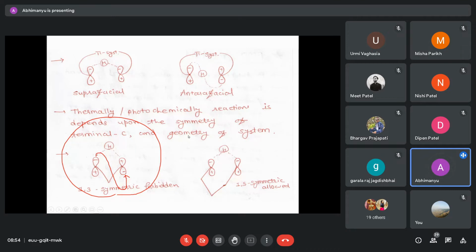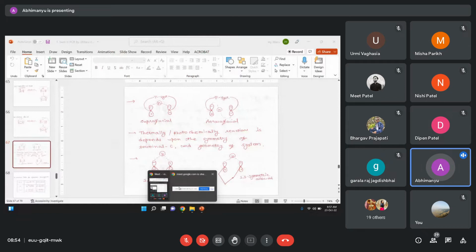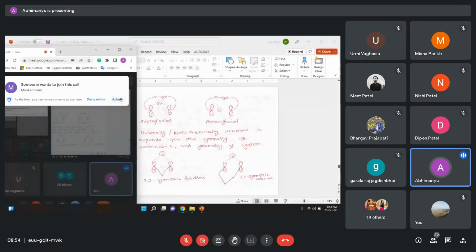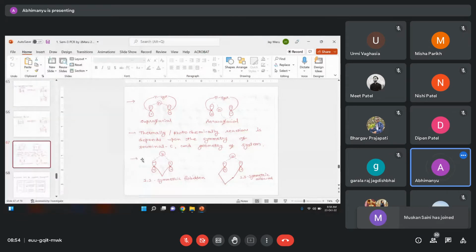So the rotation of the orbital, or the shifting of one edge to another edge where we are crossing the system, is only possible in photochemical reaction.